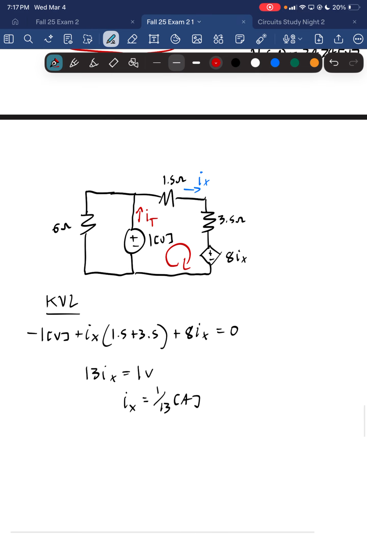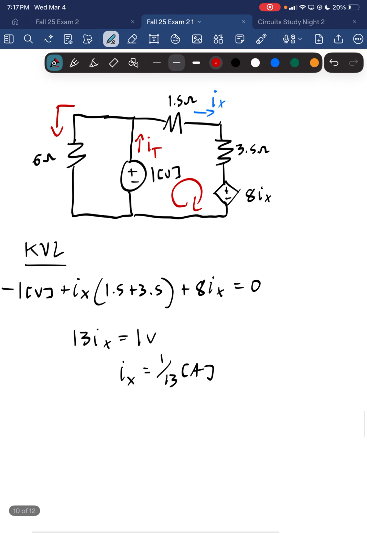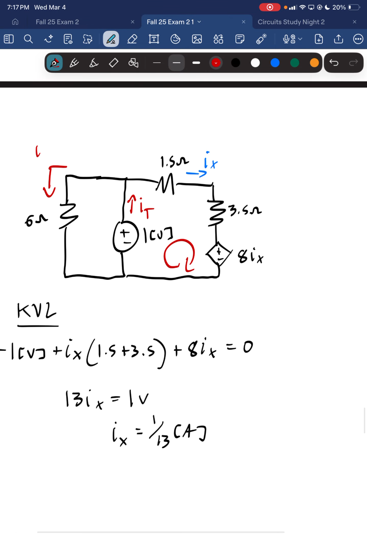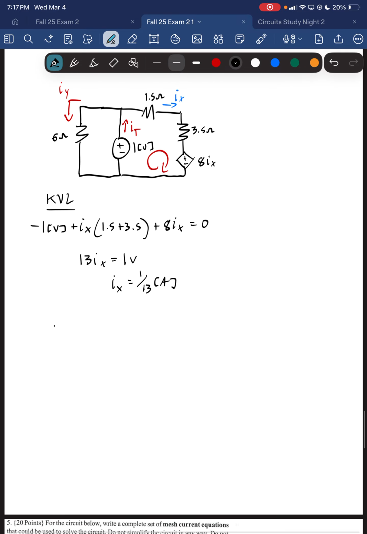We know the current leaving to the right of IT, and we know the current leaving to the left of IT. Let's call this IY. What would IY be? Exactly. 1 volt divided by 6 ohms.